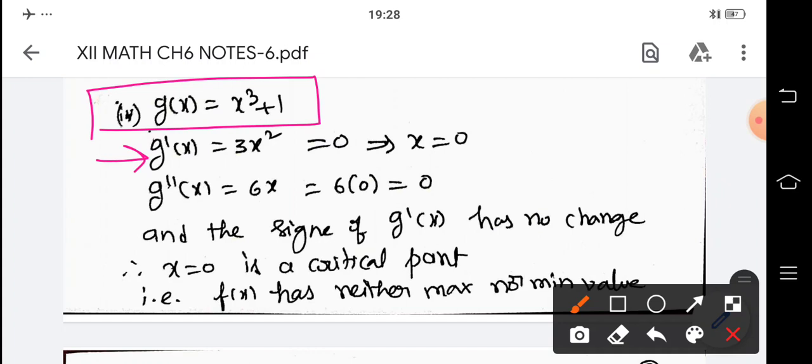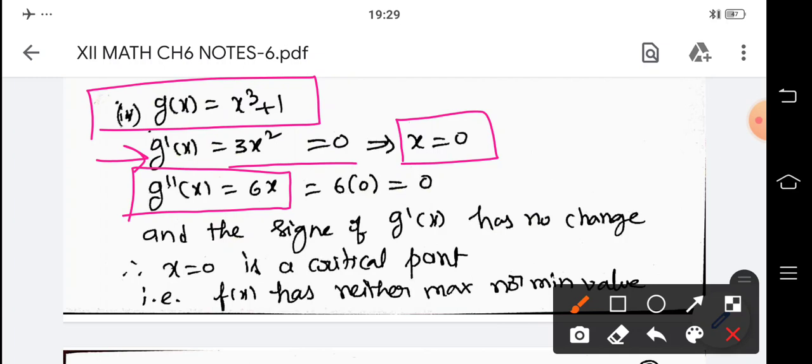g dash of x is 3x square, which is equal to 0, because the first derivative test says the first derivative is equal to 0, we should take x is equal to 0. g double dash of x is 6x, so 6 into 0 will be 0. It is in the third case of the second derivative test. Second derivative test has 3 cases: less than 0, maximum; greater than 0, minimum; equal to 0, we have to check the inflection point.